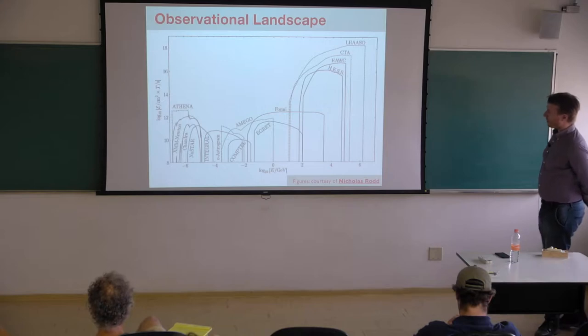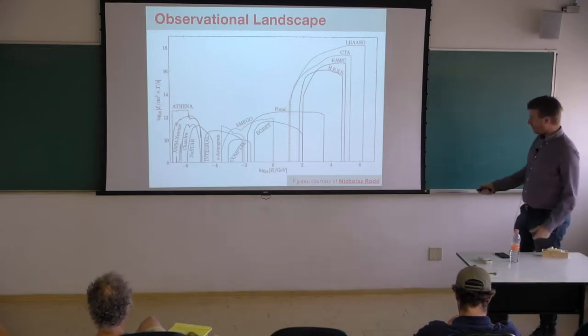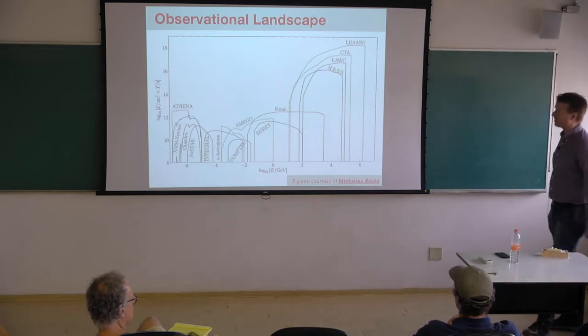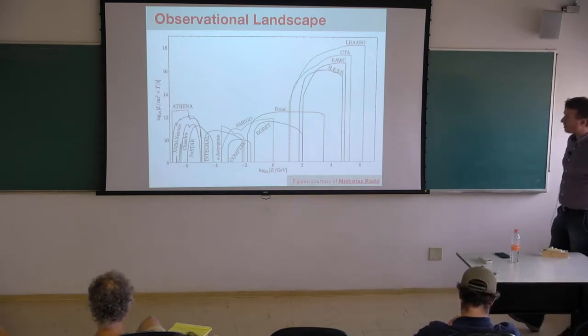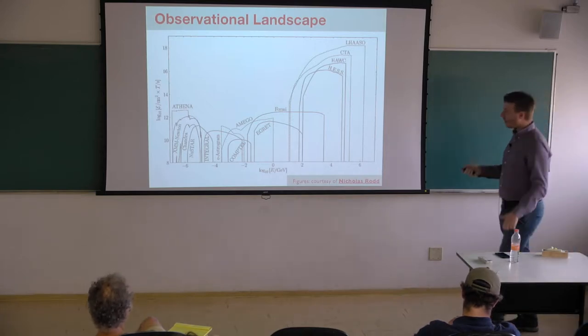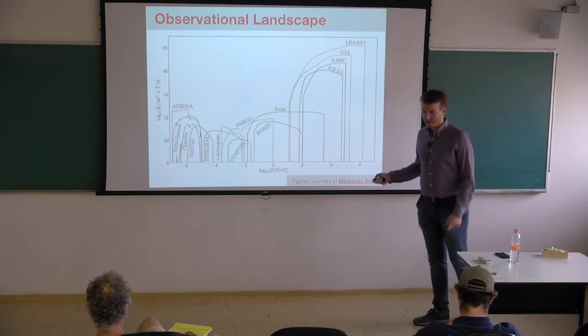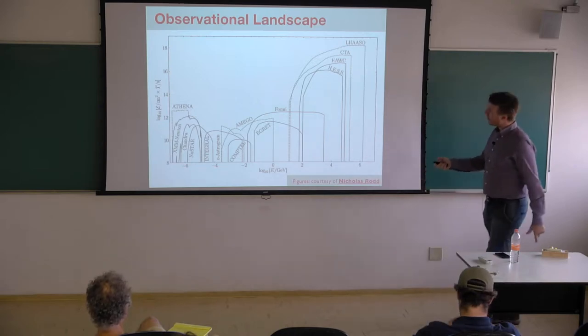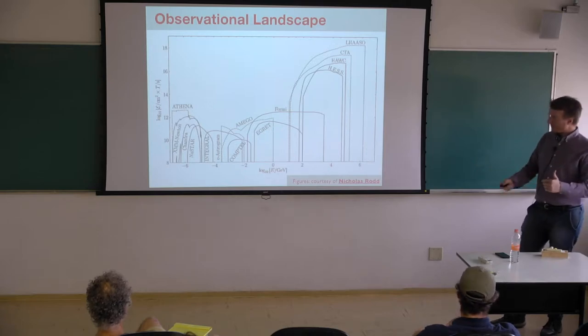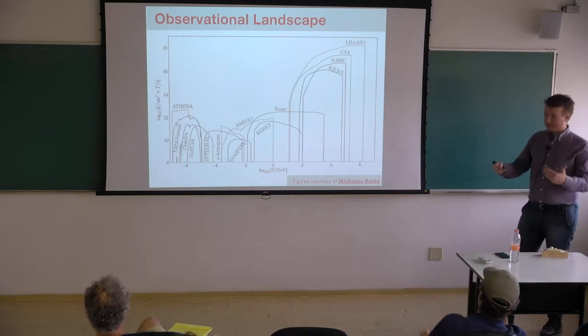Now here I have a very nice plot. It's really nice and it's not mine. This was done by my friend and colleague Nicolas Rodd, who allowed me to use these figures. I think it's fantastic, a landscape of present and future experiments looking at photon signals in the X-ray and gamma ray. Continuous lines are current experiments. Dashed lines are future experiments.